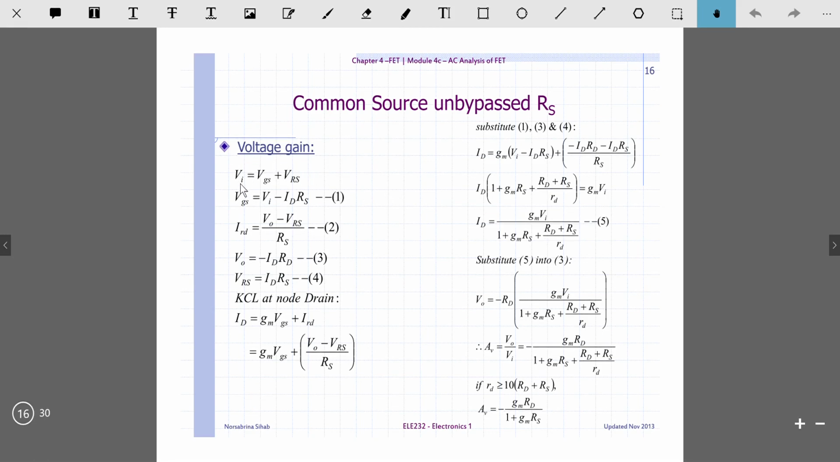Alright, so the formula for voltage gain is AV equals to V out. Let me do some writing here. Sorry, my writing is not so good because I'm using a mouse. AV equals to V out over V in. So V in equals to VGS plus VRS. This is at the input.